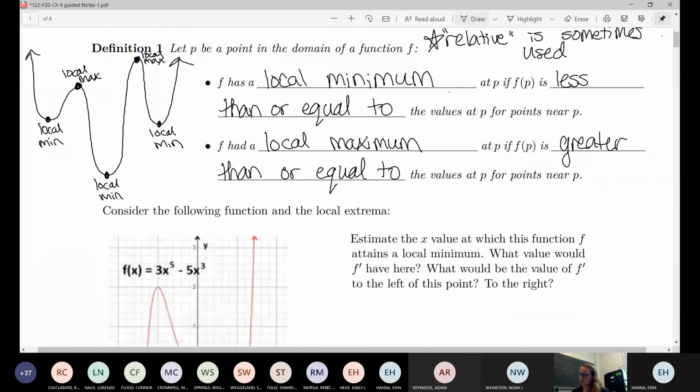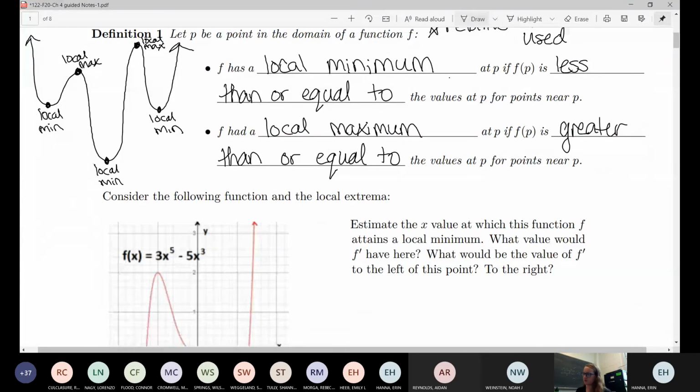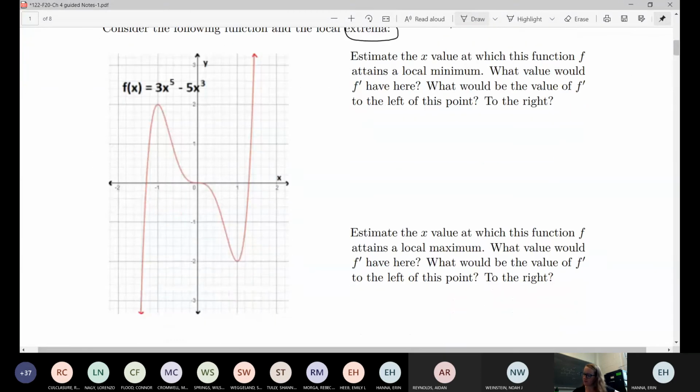Before I scroll down too far, I'll leave that up for a tiny bit. While I say, the next thing says, consider the following function, the local extrema. Extrema is going to be a word to just mean maxes and mins. So if we don't want to classify them as one or the other, we can call them extrema. Or if we just want to lump them all together and refer to them all at once, we call them extrema. So hopefully y'all have all that down.